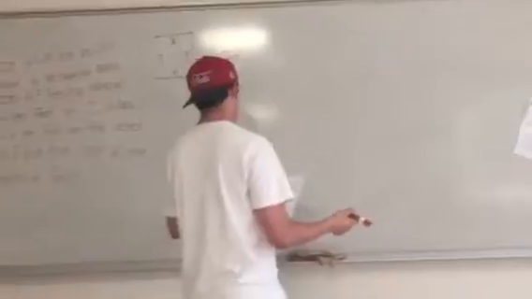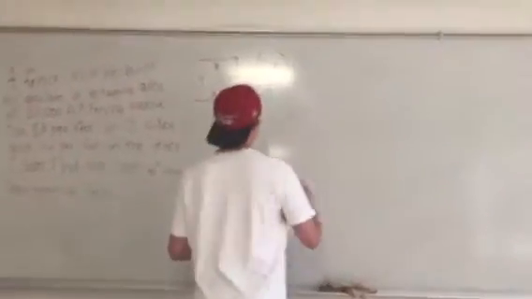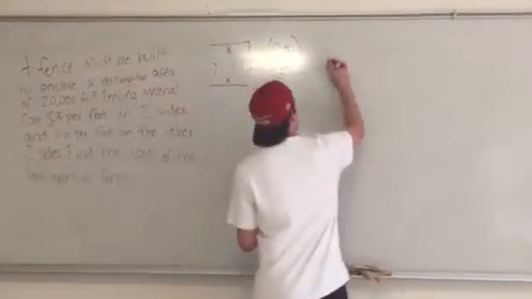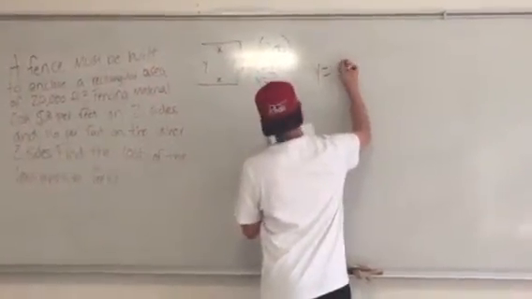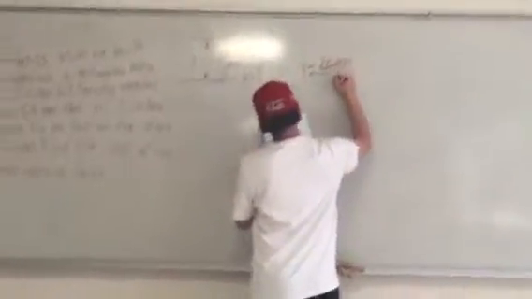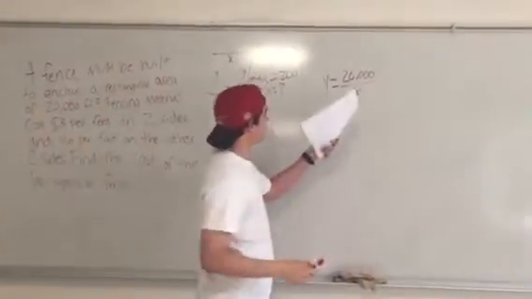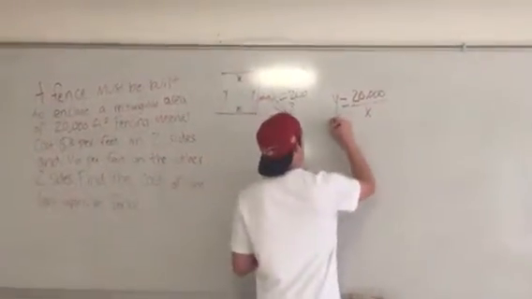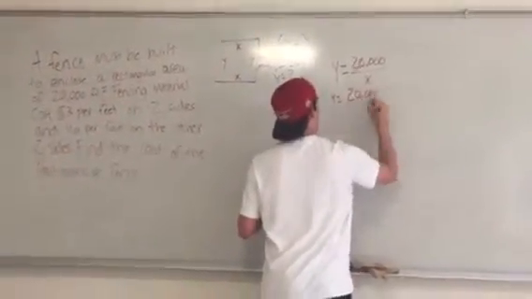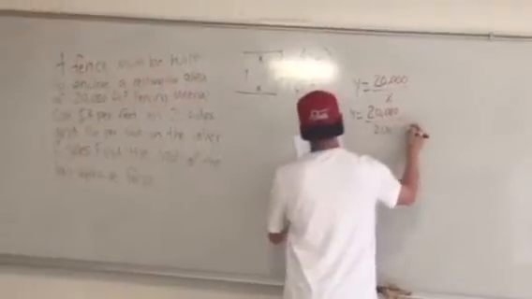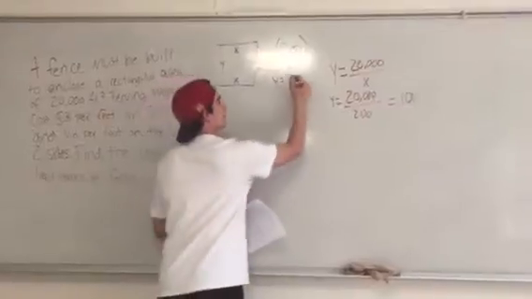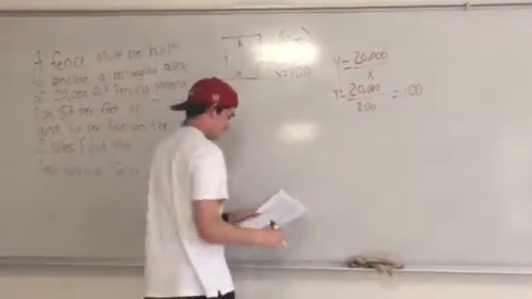So now that we know this information, we have our minimum on the open interval 0 to infinity. We're going to find the value of y. So y equals 20,000 over x, and thankfully we know x, so it's a pretty easy problem. y equals 20,000 over 200, which equals 100. So we now know that y equals 100.